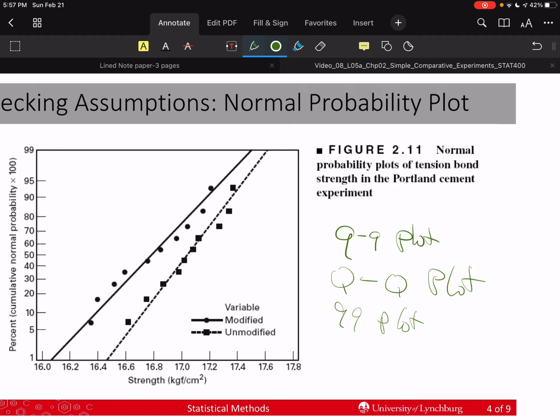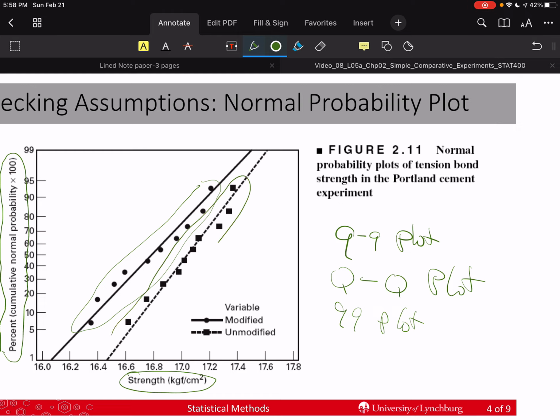So this is figure 2.11 out of the textbook, and it shows the strength here, and it shows the normal CDF value up here, the percent of that, actually. So the normal CDF as a percentage, so they've multiplied by 100. And what we're looking at is there's a line for each of these samples. This is the modified sample with the latex polymer emulsion in it, and the squares are the original formulation. And in both cases, we see that the points are fairly close to the line.